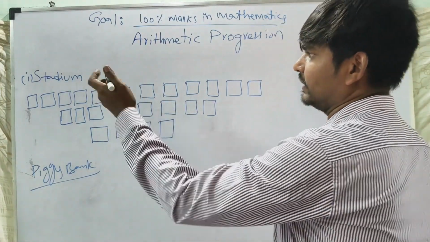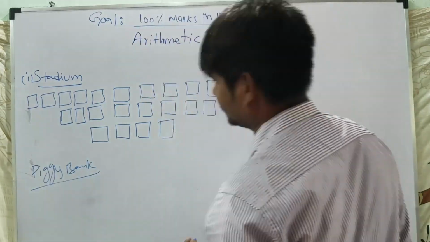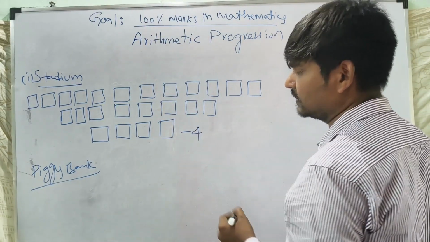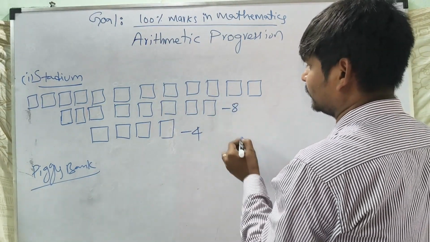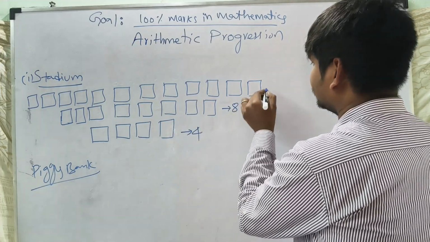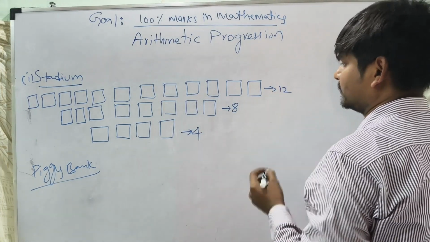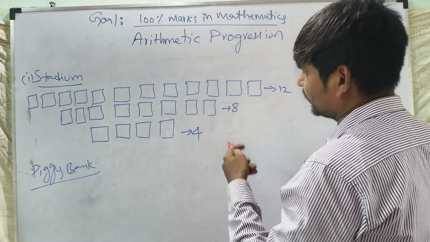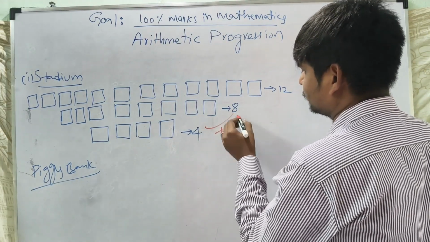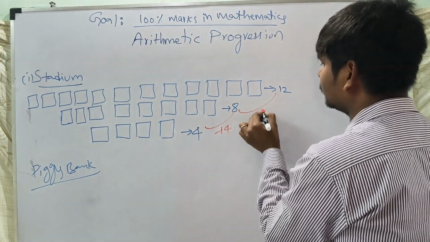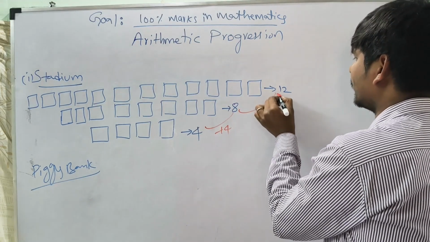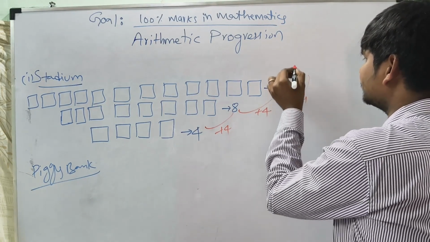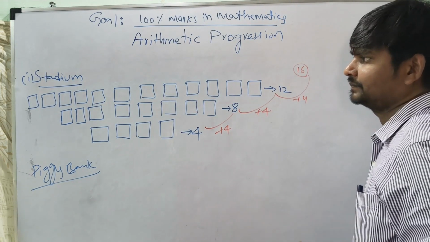So suppose you go to a stadium. In the first row there are 4 chairs. In the second row there are 8 chairs. In the third row there are 12 chairs. So from the first row to the second row it is increasing by how much? Plus 4. Again, from the second row to the third row, it is increasing by plus 4. Like that, the next row is also increasing by plus 4, which means here you will get 16.